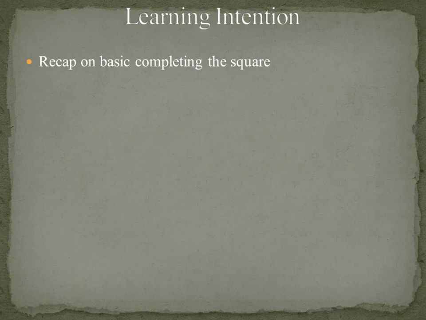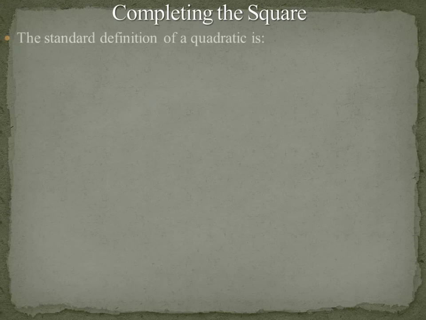So, first learning intention. I want to do a recap on the basic completing the square method. This should be rather short because hopefully most of you are quite comfortable with the process. So completing the square for unitary x squared terms. So the standard definition of quadratic, as you all know, is y equals ax squared plus bx plus c.